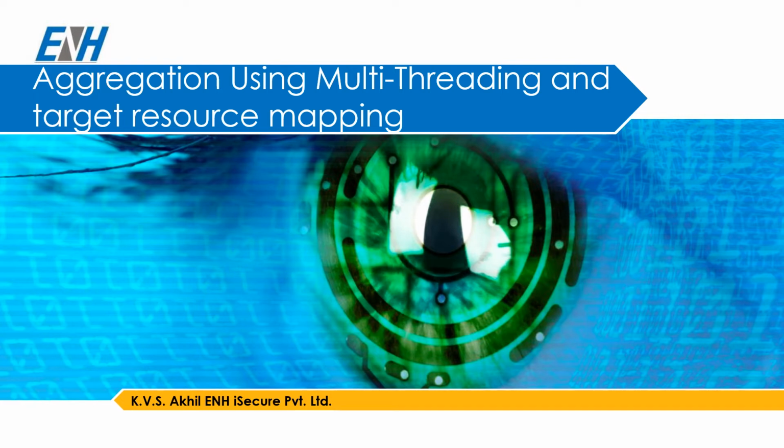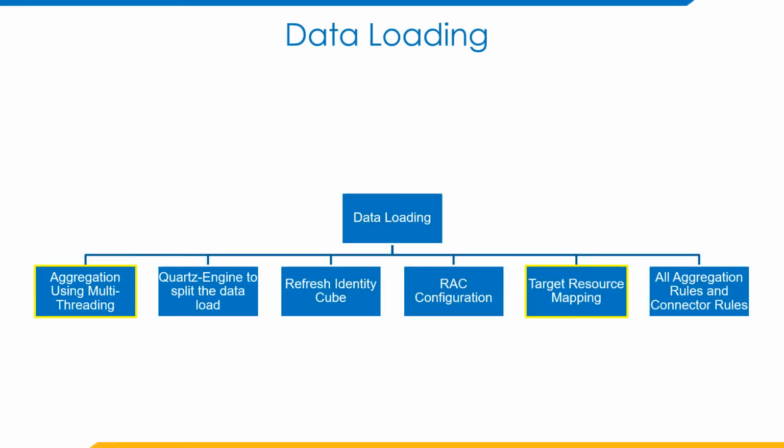In this session, we will be discussing aggregation using multithreading and target resource mapping. Here, we will see what data loading is. In an organization, there will be multiple applications. Each application will have data regarding the users that are present. In order to load all the data into the IIQ instance, we will use data loading. In data loading, we have several ways to load the data into the IIQ instance. Here we will discuss aggregation using multithreading and target resource mapping.